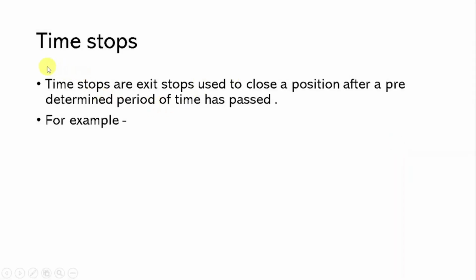Now let's talk about time stops. Time stops are exit stops used to close a position after a predetermined period of time has passed. I have given this example to you already. After a breakout happens, some people wait for 2 or 3 periods or candles to check whether the breakout is real or not. Even after the 2 or 3 candles, if the prices are above the breakout, they buy the stock. I have explained this very recently, so I hope this is clear to you.